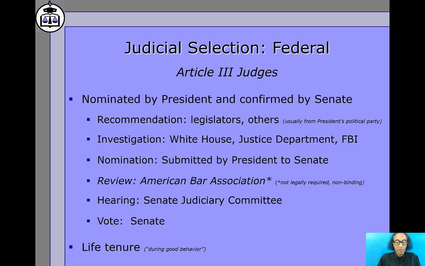as was done with Associate Justice Barrett a few weeks ago. And then the Senate will vote, and what is required is 51 votes in favor, and the person is confirmed as a federal judge.